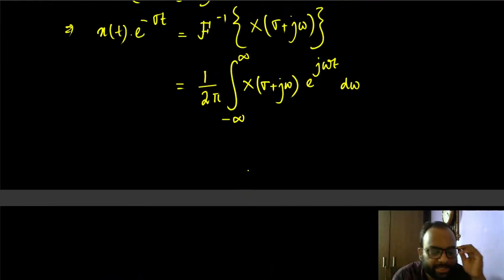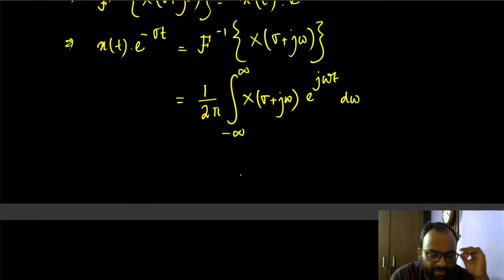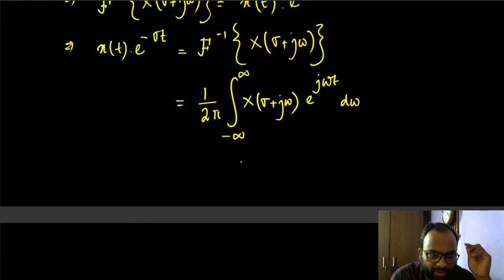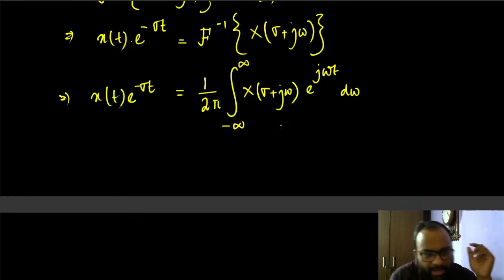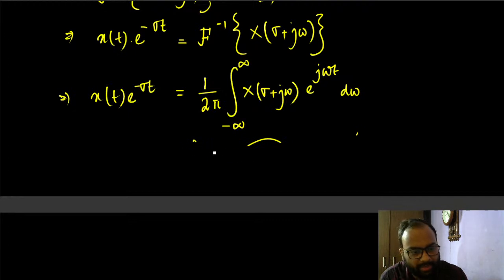So this is the definition of inverse Fourier transform. So we are always definitely happy with this. Not a very difficult thing to understand, I hope. Okay. So let's write it. So this is x(t) e to the power minus sigma t. We are familiar with the expression in the right hand side, right? So this is the very expression for inverse Fourier transform.